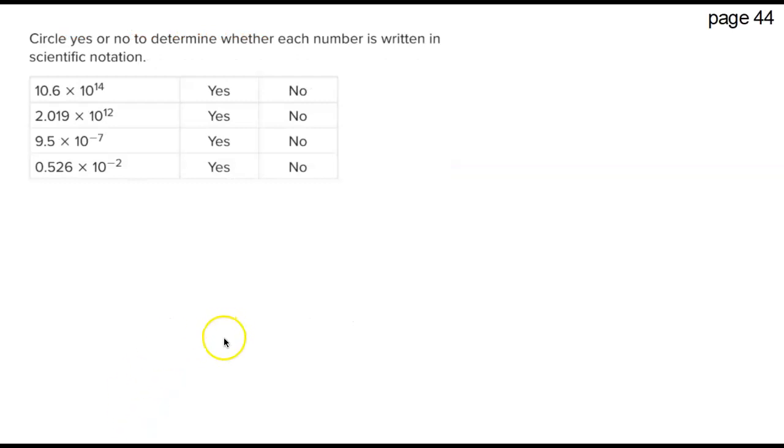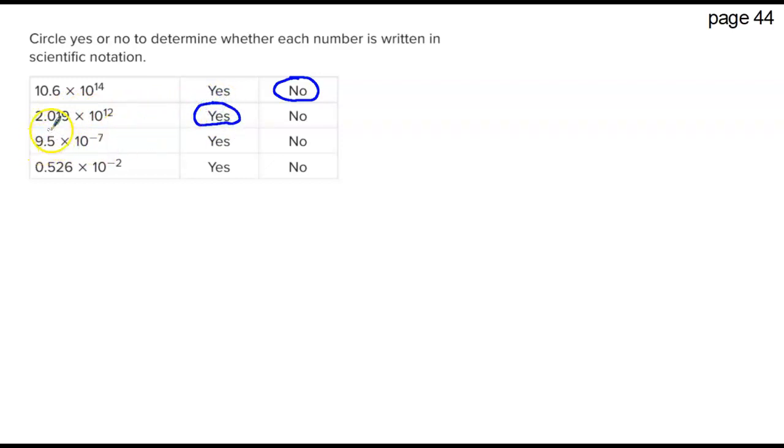All right, circle to determine whether each number is written in scientific notation. In order to be in scientific notation, there can only be one number to the left of the decimal. This number is not in scientific notation because there are two numbers to the left of the decimal. This number is written in scientific notation. There's one number to the left of the decimal, and it's okay to have 2, 3, 4 numbers after the decimal. This is in scientific notation.